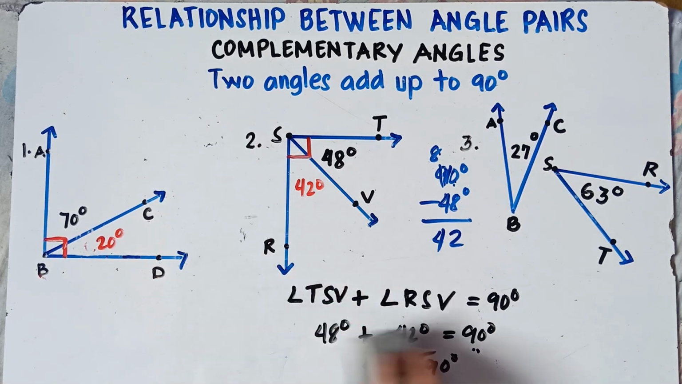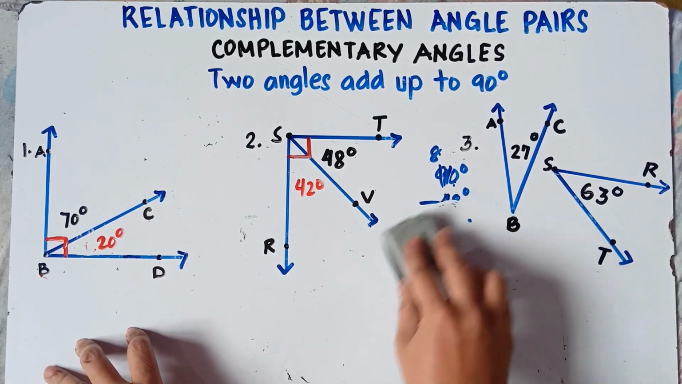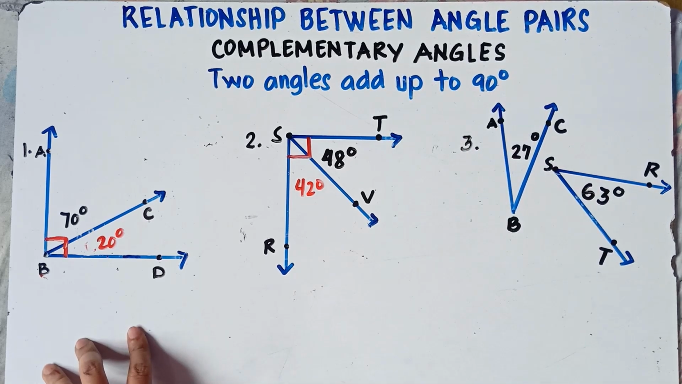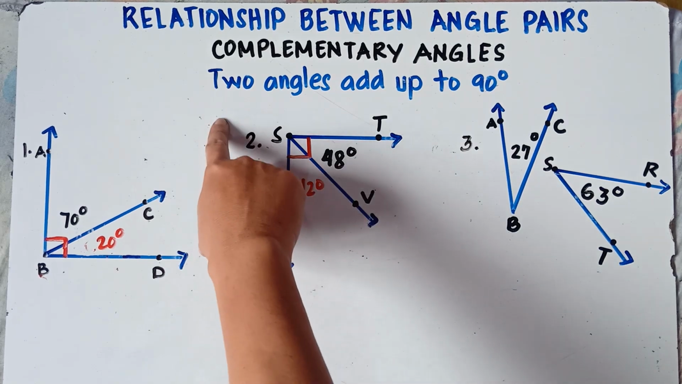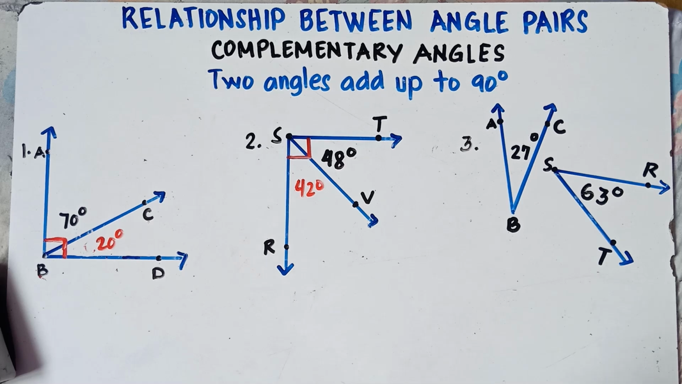Easy, right, for complementary angles? Just remember that one, class. Complementary angles, if you add the two angles, you get a 90 degrees angle. Now, how about example number 3, class? Are these two angles complementary angles? The two angles, class, are not close to each other. They are apart from each other. So are the two angles complementary angles? Alright, so let's check.